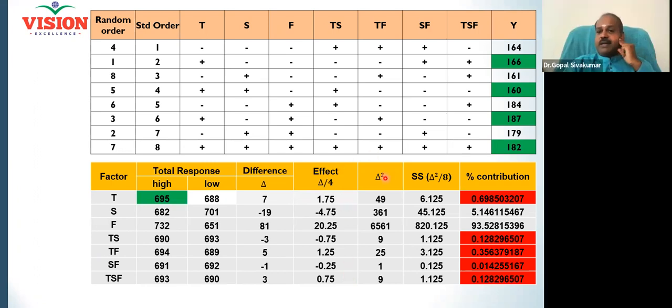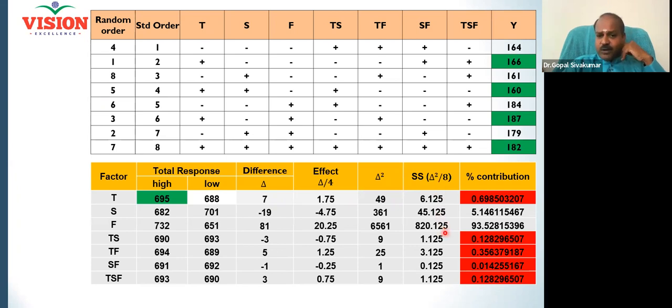Now del square. You simply square the del. Del is 7. Del square is 49. Del is minus 19. Del square is 361. You understood this. Now del square divided by 8, which is called sum of squares. The sum of squares is del square by 8. Del square is here. Divide by 8.